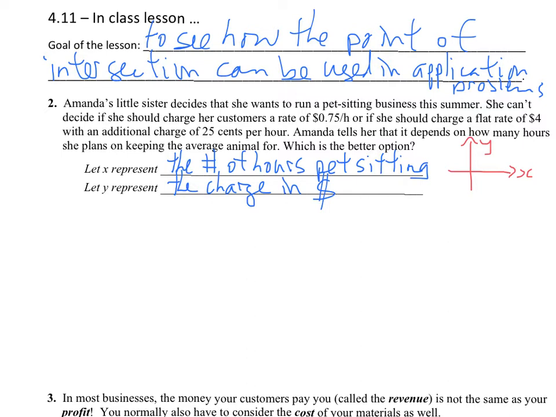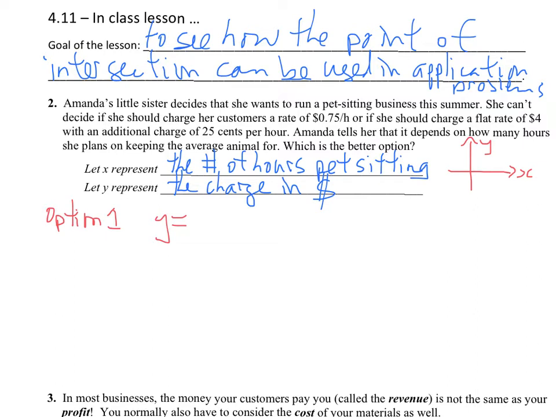Now, these are the two different options that she's weighing. So let's look at option one and see if we can come up with an equation. What's her equation? y is the dollars. It's the one where she's just going to charge a rate of 75 cents per hour. Whenever you see something per something, that is a rate.